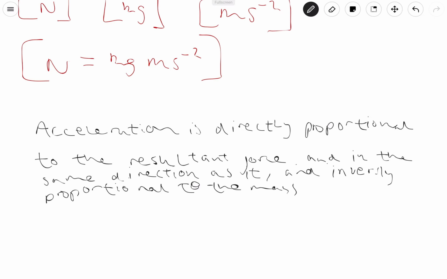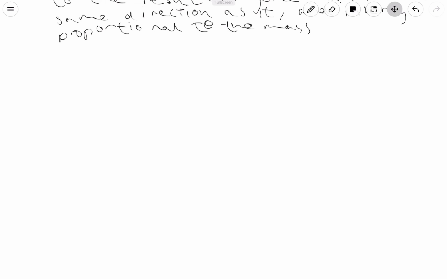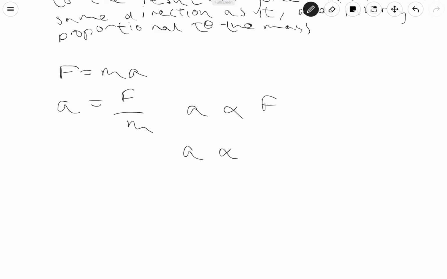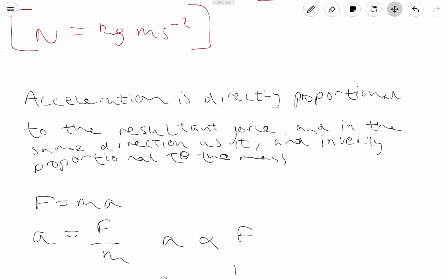Another way of thinking about this is just looking at the equation and rearranging it. Force equals mass times acceleration. Therefore, acceleration equals force over mass. Acceleration is proportional to the force, and acceleration is inversely proportional to the mass. So those are two ways of thinking about the definition I just gave you.